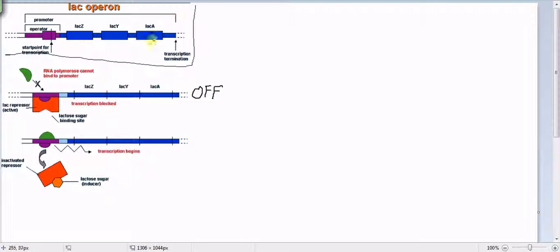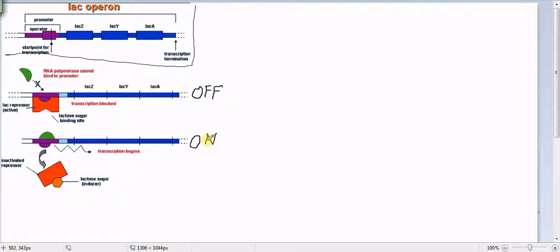So if the repressor protein, the red thing, is bound to the promoter site, the RNA polymerase, the green half circle, cannot attach there, and so these genes cannot be transcribed and the proteins are not made, and so we say it's off, right? The genes are not being produced, so it's off. On the bottom one here, as opposed to being off, this is on.